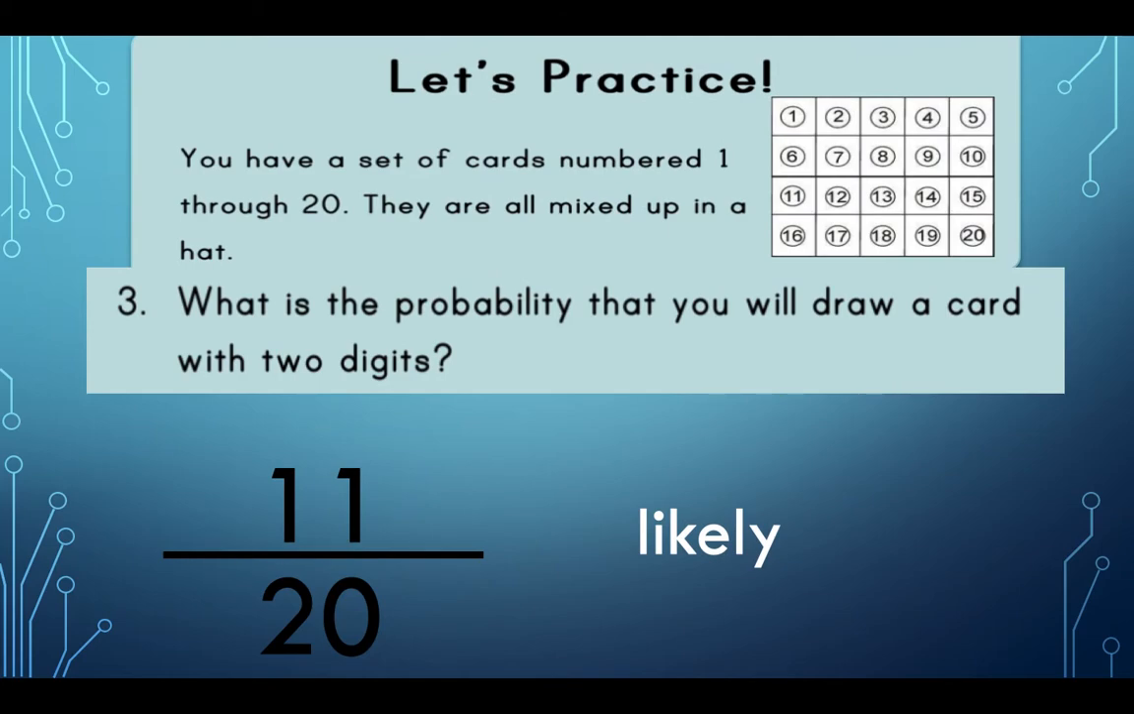All right, still using the same set of numbered cards, what's the probability that you will draw a card with 2 digits? So looking here, your numbers with 2 digits start at the number 10. So from 10 to 20, if you counted those cards, you would have 11 cards that are 2 digits, still out of 20 cards. So you have 11 out of 20 cards that have 2 digits. So your probability here is likely to happen.